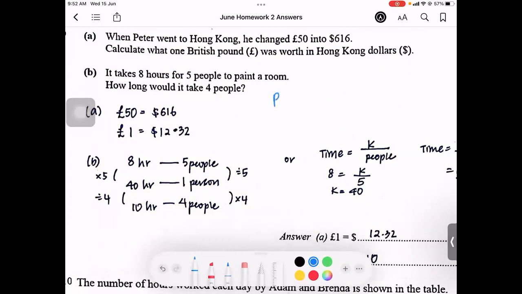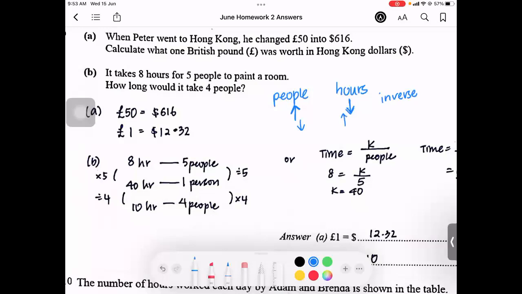If I have the number of people and the number of hours for me to finish my work, when the number of people increases, will I take a longer or shorter time to finish the work? Shorter time, right? So I take fewer hours. So you notice they go in opposite directions. When it's opposite in direction, this one is inverse proportion, inversely proportionate. So if the number of people decreases, then I'll take a longer time.